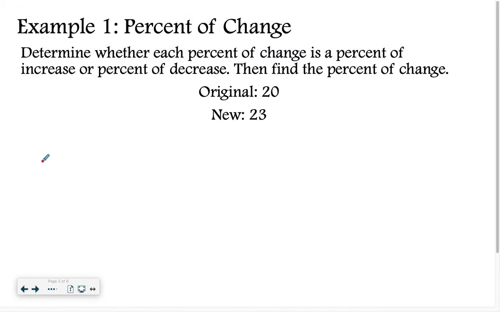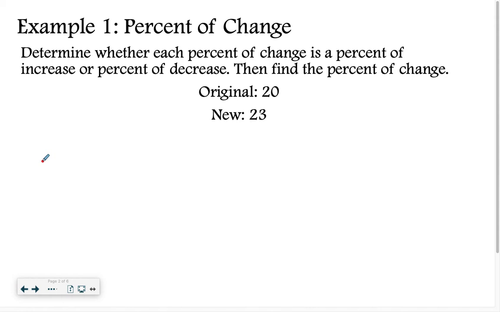So let's start with example 1, which is percent of change. We're going to determine whether each percent of change is a percent of increase or percent decrease. So basically that's asking you, is something going up or going down?